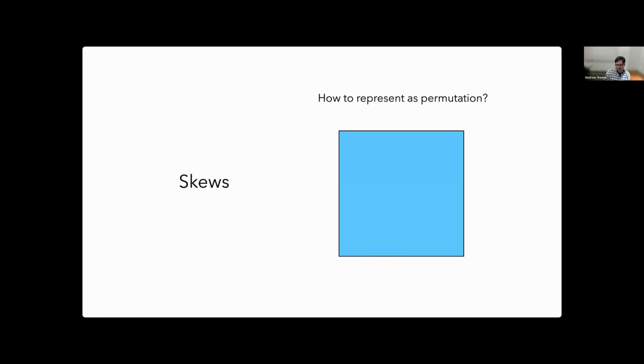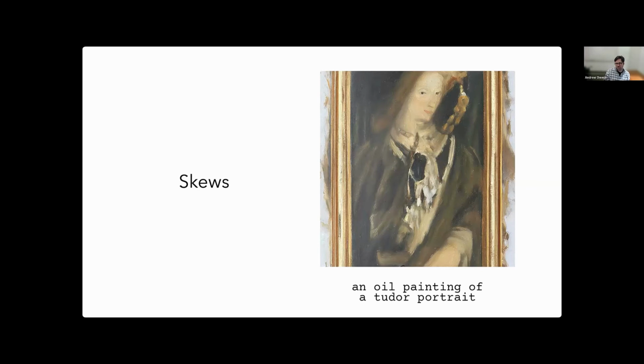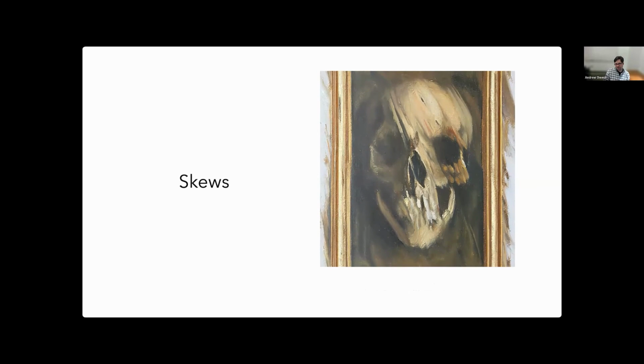So what if we just take a skew and represent that as a permutation? We can approximate this by rolling each row up or down such that we end up skewing the image. And this allows us to create images that are inspired by that skull. From one perspective, it looks like an oil painting of a Tudor portrait. And then if we skew the image, we get an oil painting of a skull.